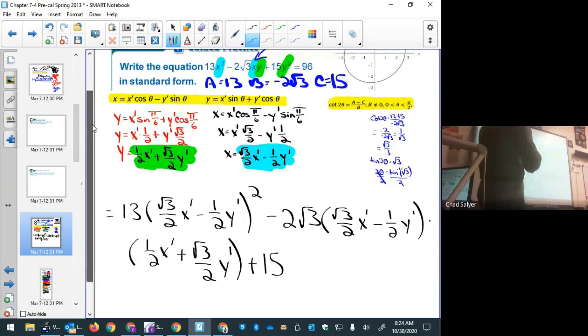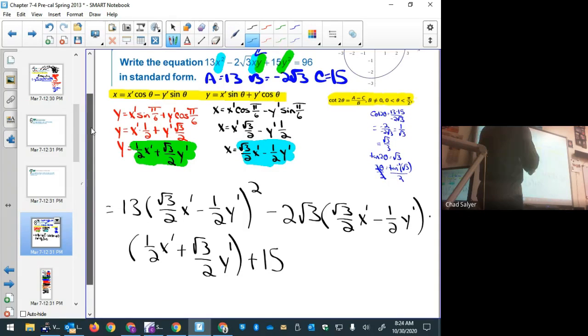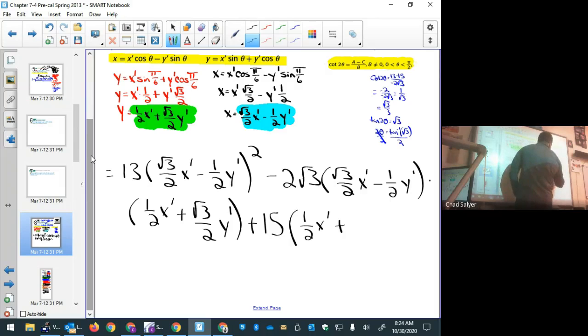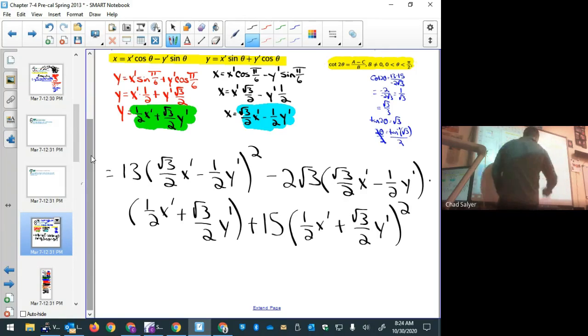So 15 times y squared, which is 1/2 x prime plus the square root of 3 over 2 y prime. So this is just the left side of that equation rewritten using this x prime and y prime expression that's going to rotate that conic in such a way that it's no longer skewed. The b term is going to disappear if we do our task right.